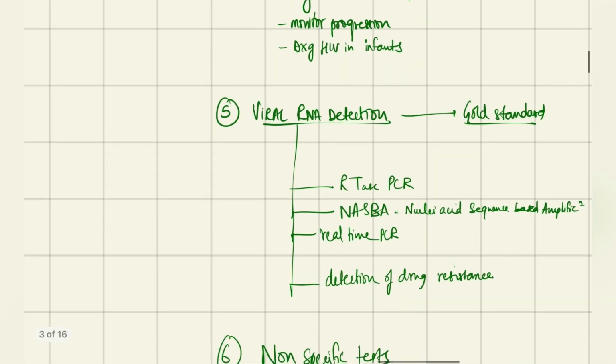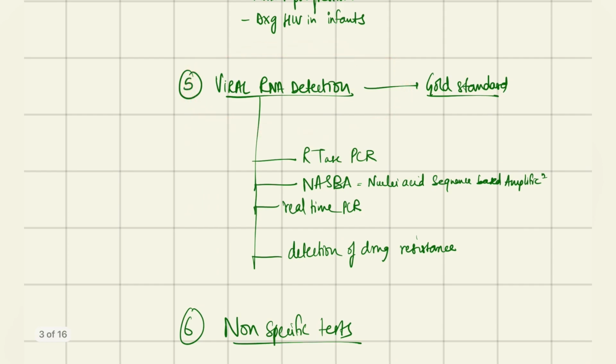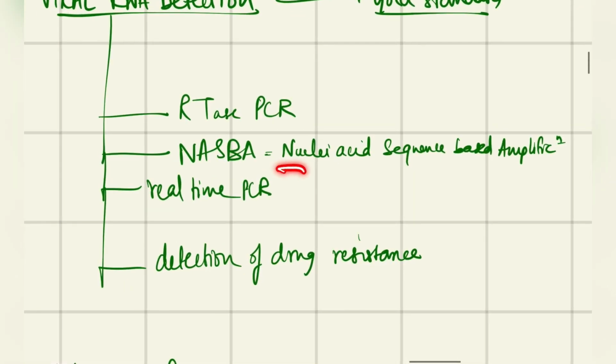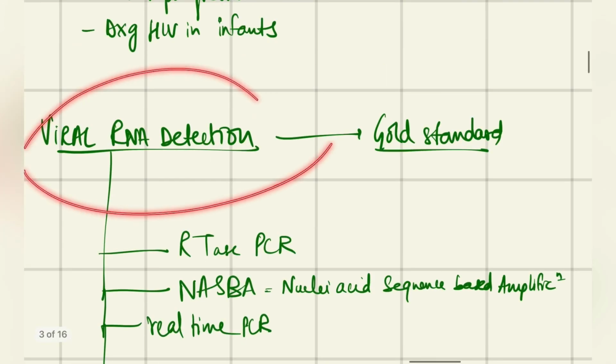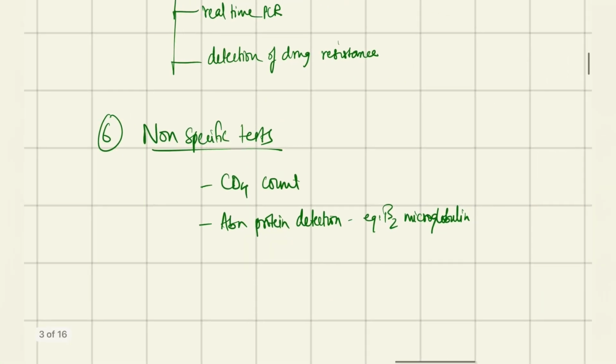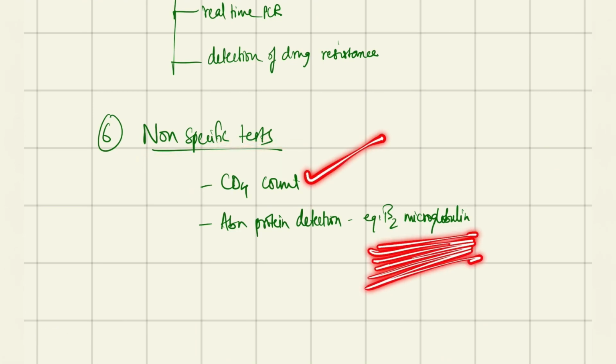Very important, window period. Next, finally, we have viral RNA detection. Viral RNA detection is the gold standard method for detection. Remember, 2 single stranded positive sense RNA. We detect that via reverse transcriptase PCR, NASBA, which is the nucleic acid sequence based amplification, and real-time PCR. Detection of drug resistance is also done via this process, if there is any drug resistance. Then finally some non-specific tests, which is the CD4 count or beta-2 microglobulin detection.